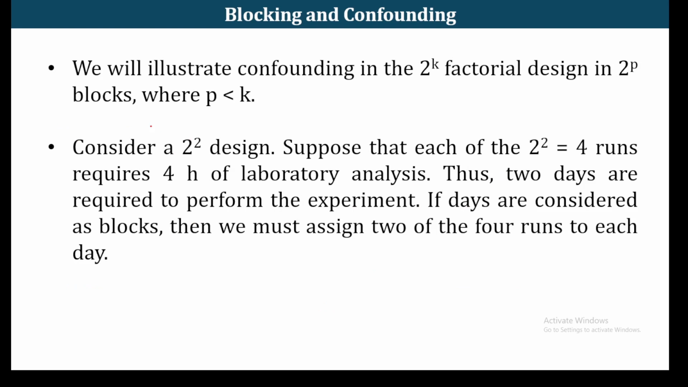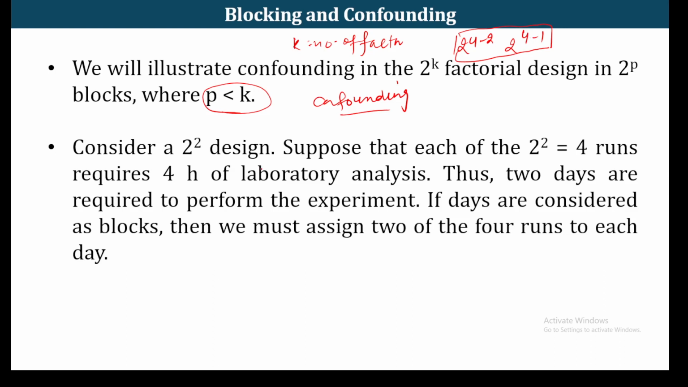Let's take some example. We will illustrate the confounding in the 2^k factorial design in 2^p blocks, where p is less than k. What do you mean by p less than k? k is our number of factors. Now p will be the thing that I want to confound. That will always be, let's say, 2 to the power 4 minus 2, or 2 to the power 4 minus 1. So in that case, I will design the matrix, the resolution, then the design generator we will discuss further.